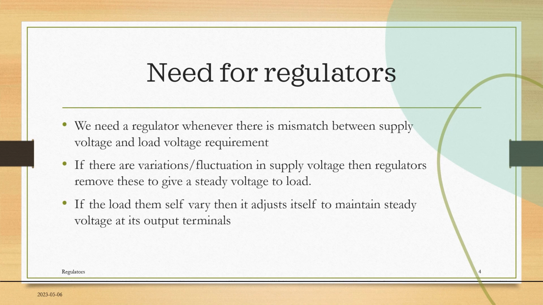The need for a voltage regulator arises for the following conditions. We need a voltage regulator whenever there is a mismatch between the supply voltage and load voltage requirement. If there are variations and fluctuations in supply voltage, then regulators remove these to give a steady voltage to the load. If the load itself varies, then it adjusts itself to maintain a steady voltage at its output terminals.